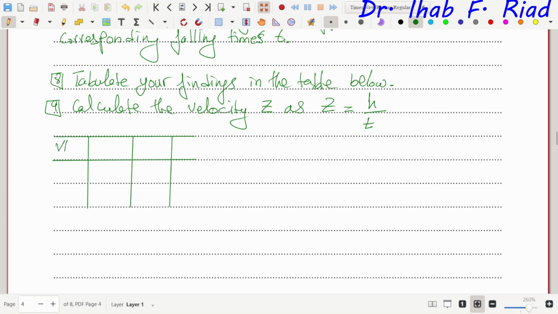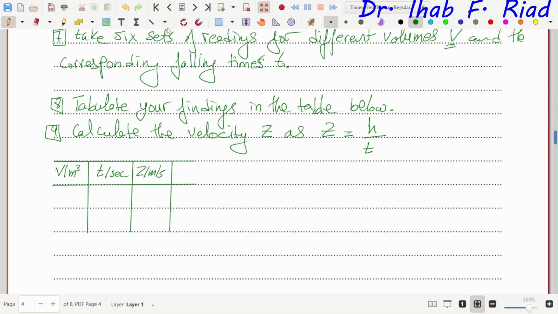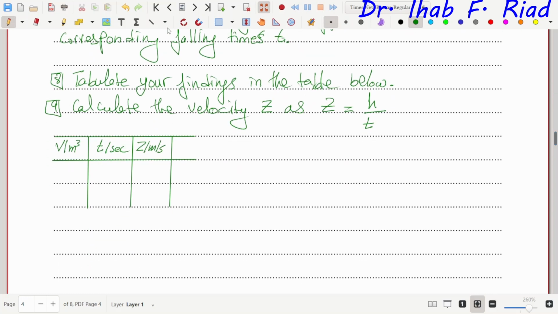We have V, it is in meter cubed. We have T in seconds. Okay, we have Z in meter per second. Okay, and what else? Now we need to go back to the original equation and see what else we should have in the table.